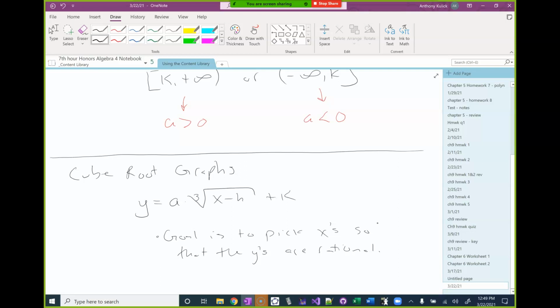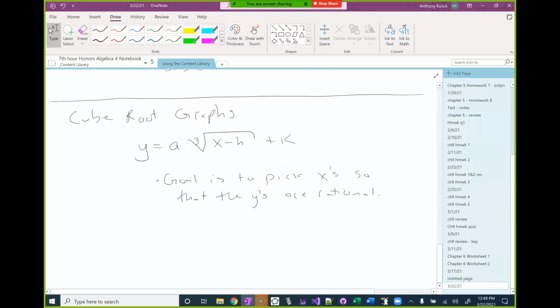So how do I do that? This time we want perfect cubes under the radical. Everybody's okay with that idea? Okay. How many perfect cubes are there? Infinitely many. Okay. Well, is there a smallest perfect cube? Yeah. Are you sure? No.